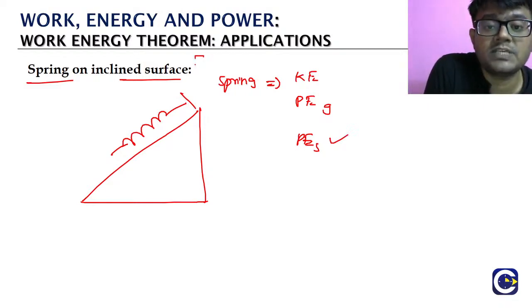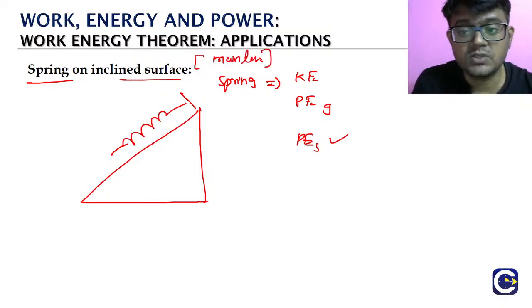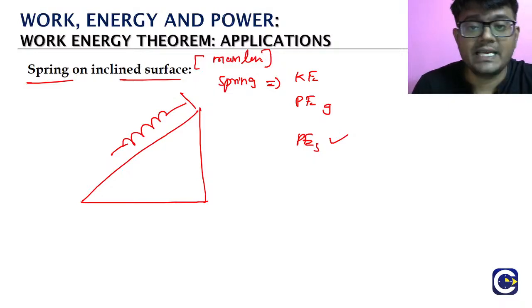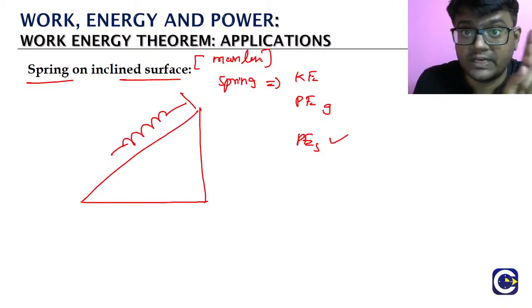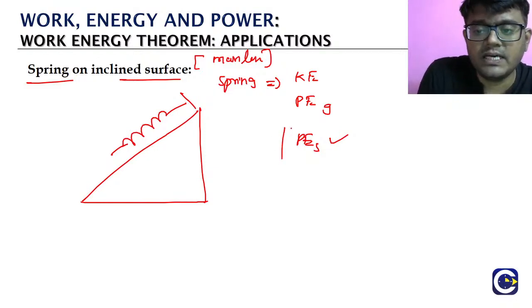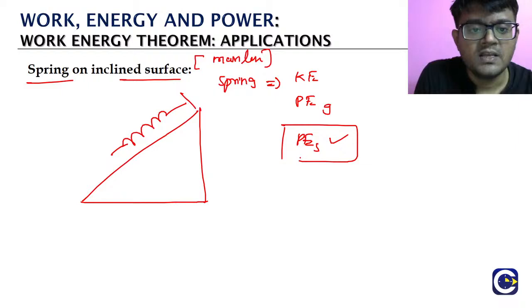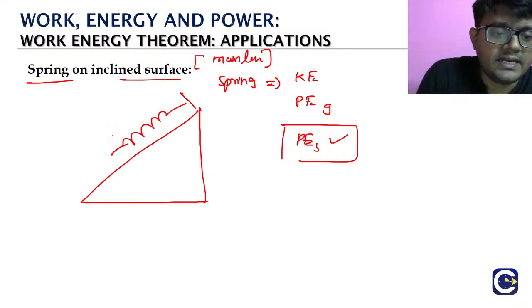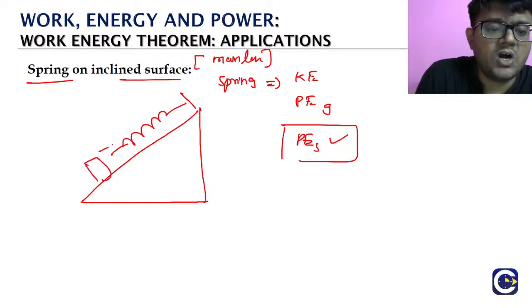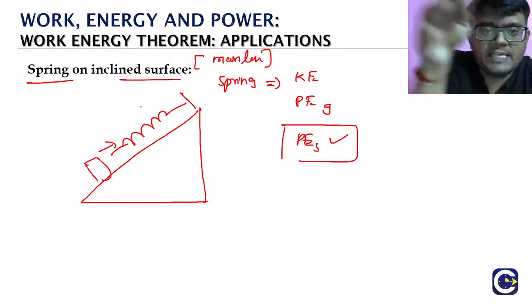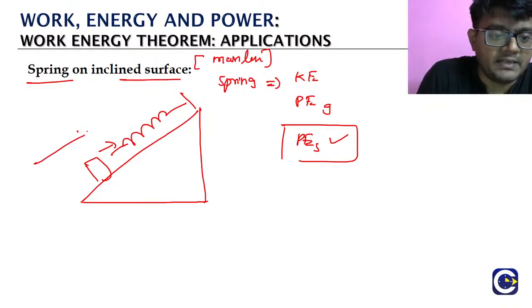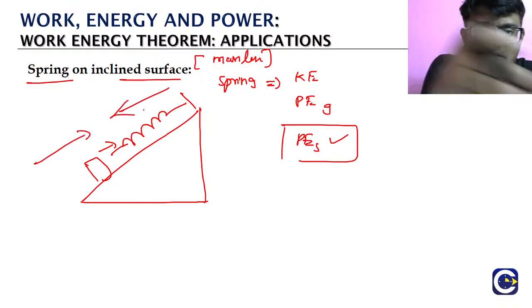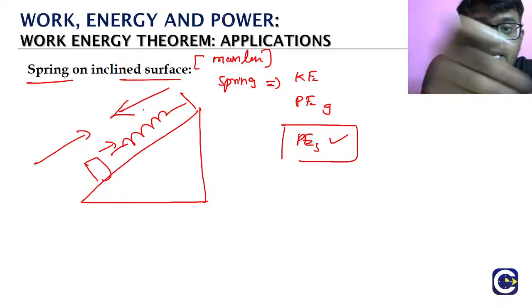Because our assumption is what? The spring is massless. So for the spring there is no concept of kinetic energy. Similarly, there will be no concept of gravitational potential energy for the spring. Only the spring potential energy will be there. When you keep the spring on the inclined surface, usually we will have the object compressing or expanding the spring along the inclined plane. The spring will be compressed or elongated along the inclined plane.